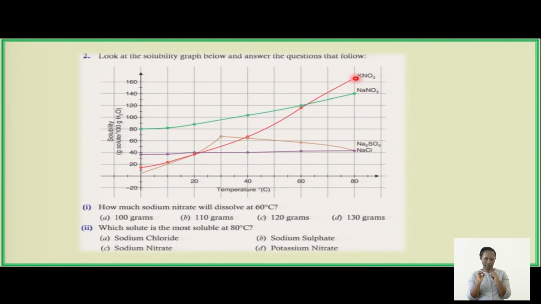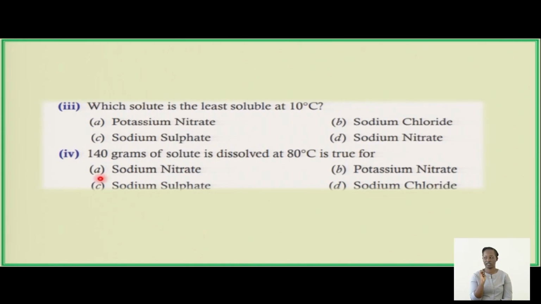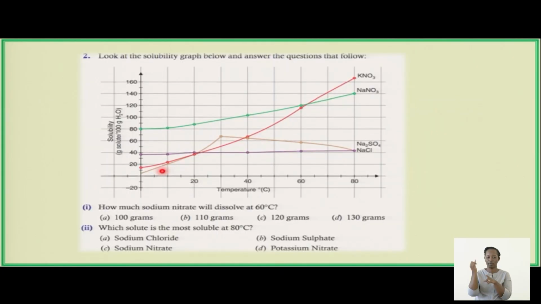So the right answer here is, do we have potassium nitrate in the suggested answers? Yes, we have it here. D, suggestion D. So the substance which is most soluble at 80 degrees is potassium nitrate. Potassium nitrate. And here, using the same graph, let me go back. If you didn't take a photo of this graph, you can take it, but I'm very sure you have it because we have used it previously.